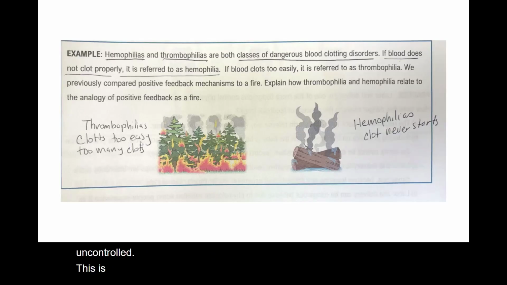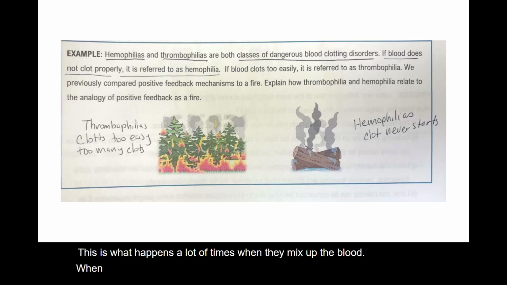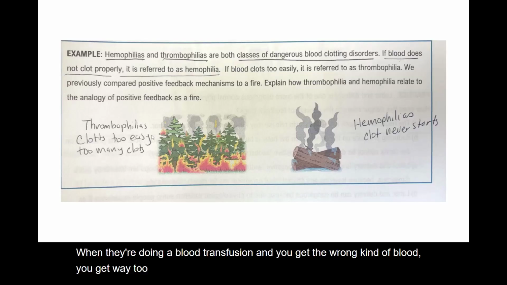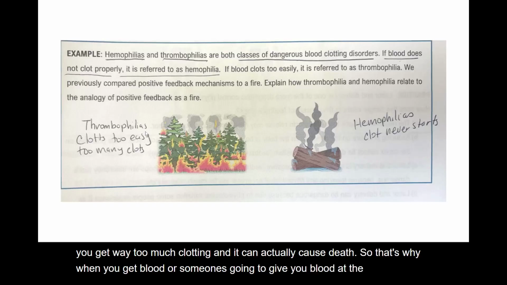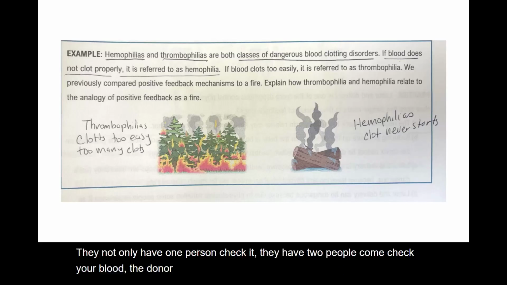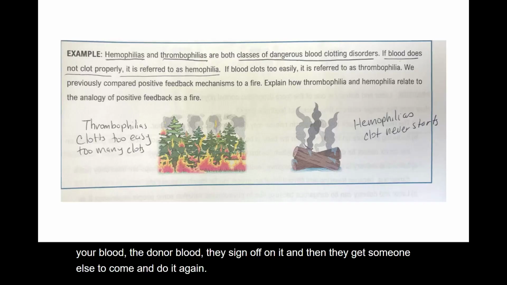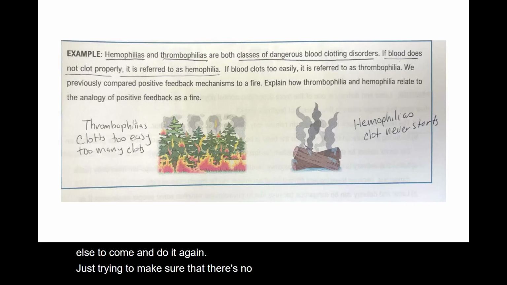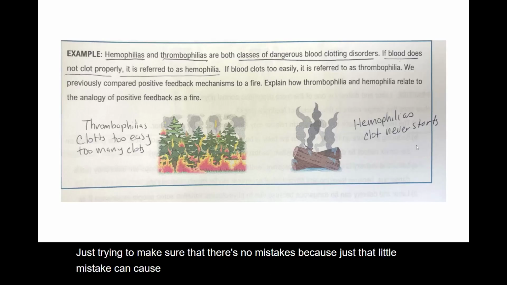This is what happens a lot of times when they mix up the blood when they're doing a blood transfusion and you get the wrong kind of blood. You get way too much clotting and it can actually cause death. So that's why when you get blood or someone's going to give you blood at the hospital, they not only have one person check it, they have two people come check your blood, the donor blood, they sign off on it, and then they get someone else to come and do it again. Just trying to make sure that there's no mistakes, because just that little mistake can cause big problems.